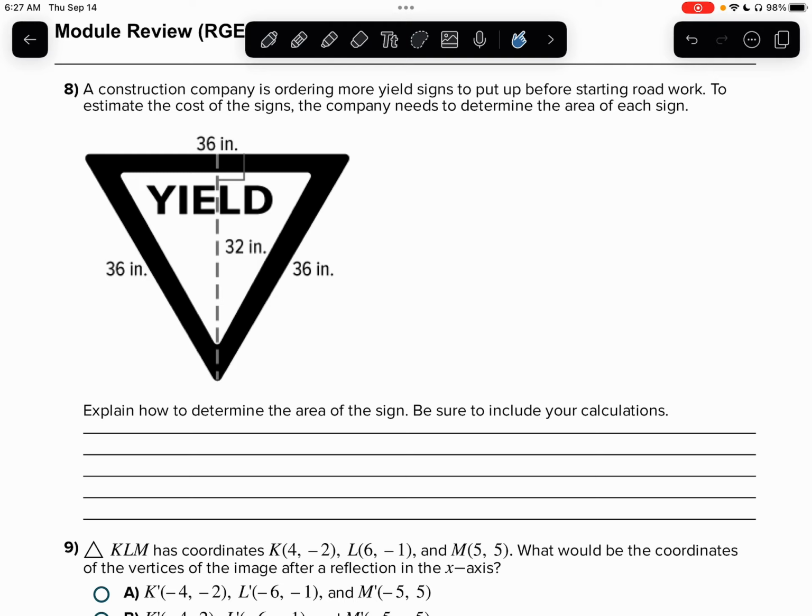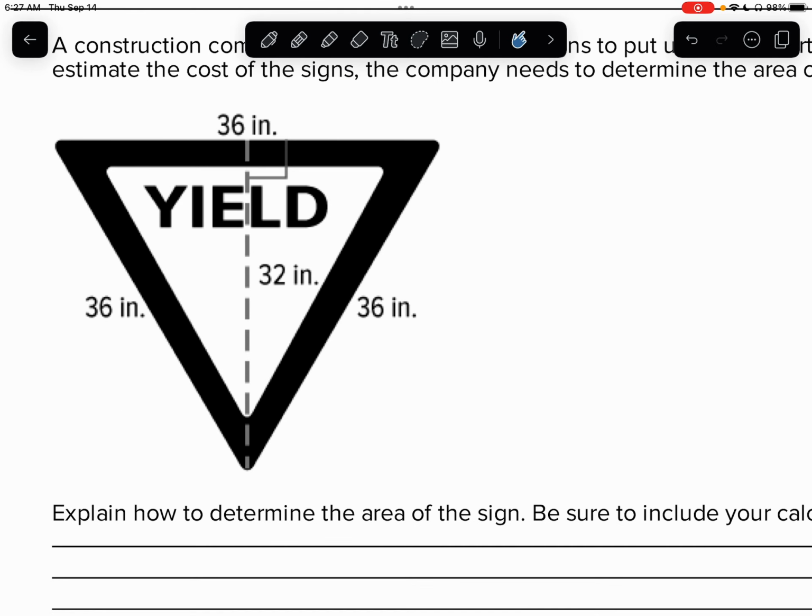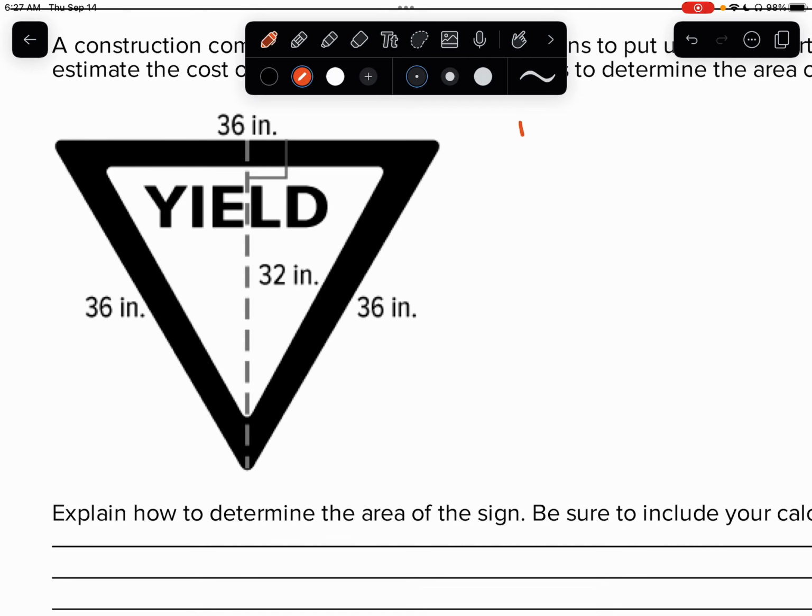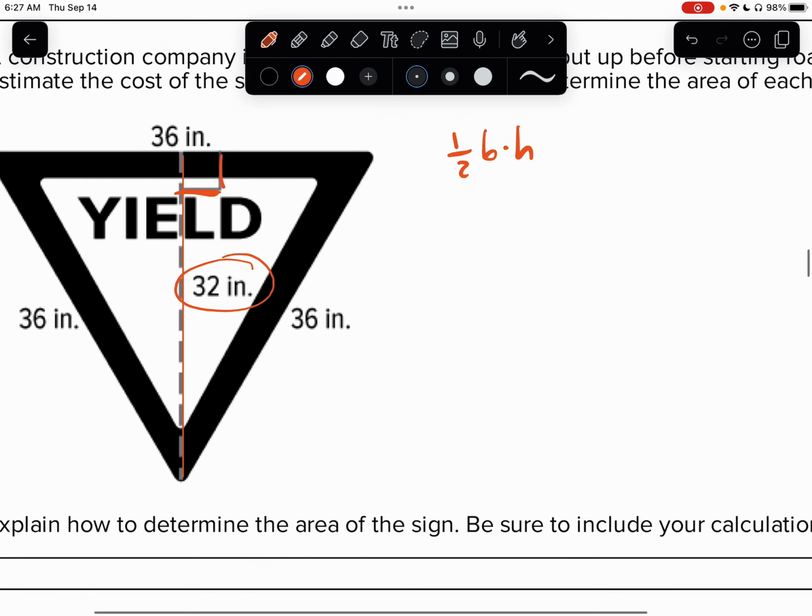So it's a triangle, and for the area of a triangle, the equation is going to be 1/2 base times height. The height connects that base to the top, basically. In this case, that's going to be 32. And the base is the one that connects at this right angle, so that would be this 36. So it would be 1/2 times 36 times 32.